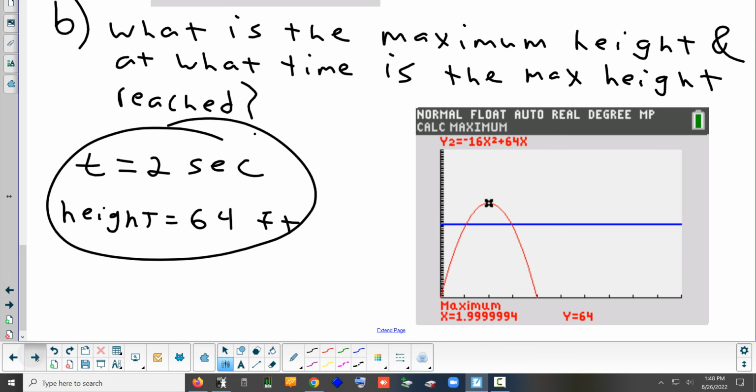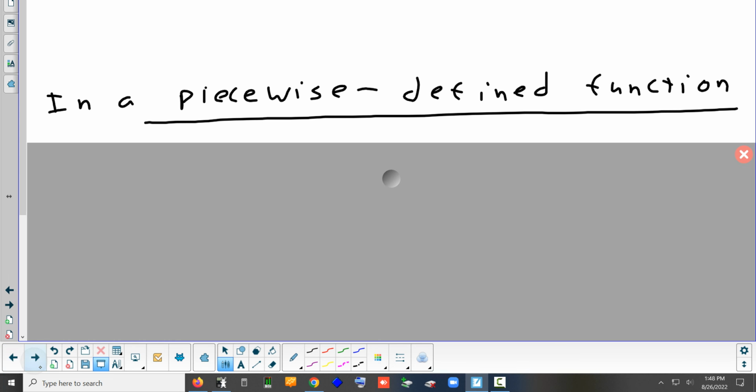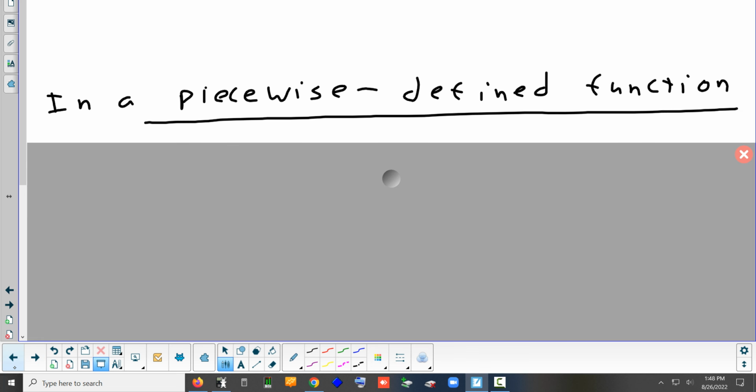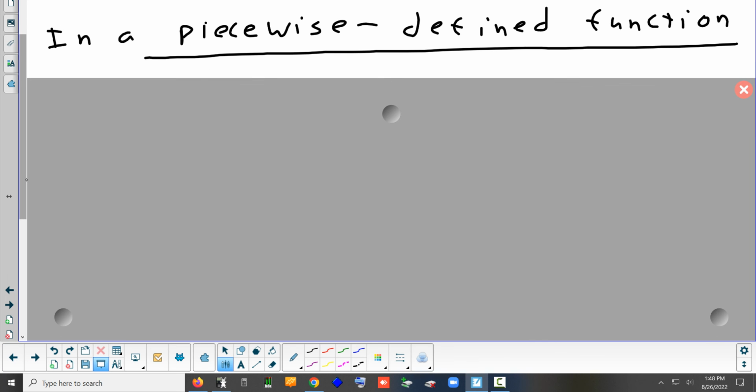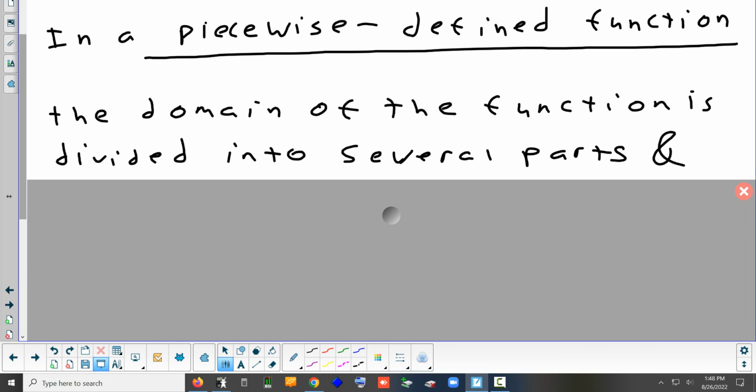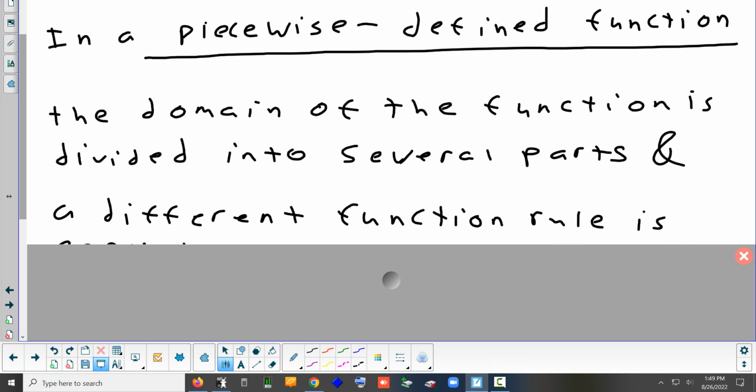So we're not going to do the 1.3. Let's look at the last thing here, and then we're going to save 1.4 for a minute. So the last thing is what's called a piecewise function. In a piecewise function, you basically graph two or more graphs at the same time. It's basically where I use a different formula depending on the value of the domain.